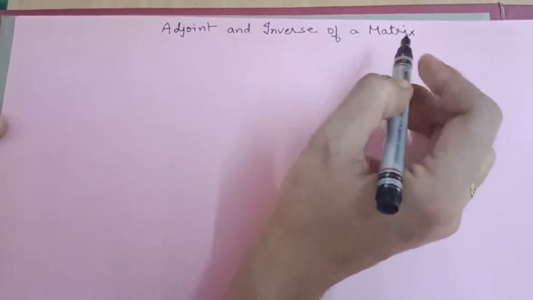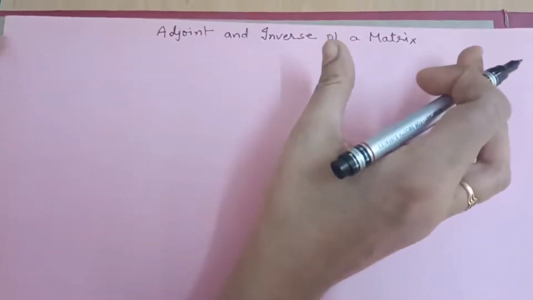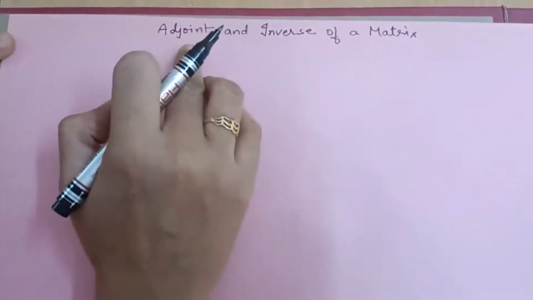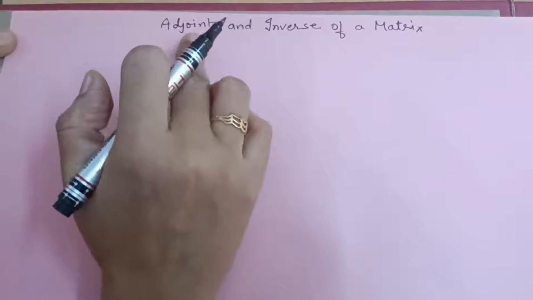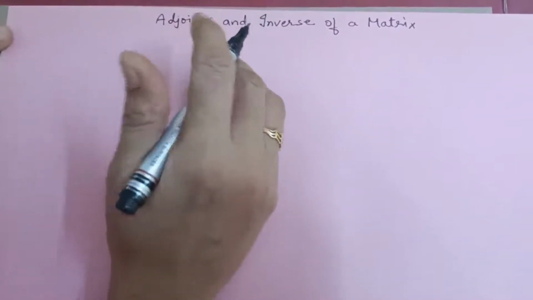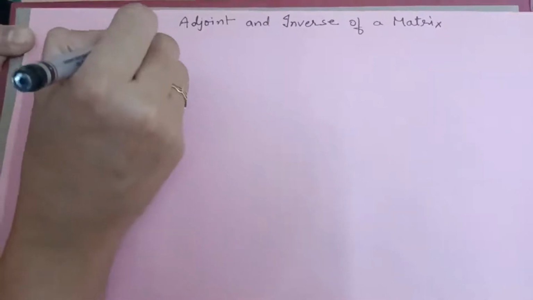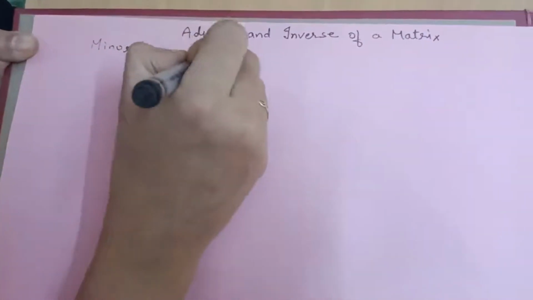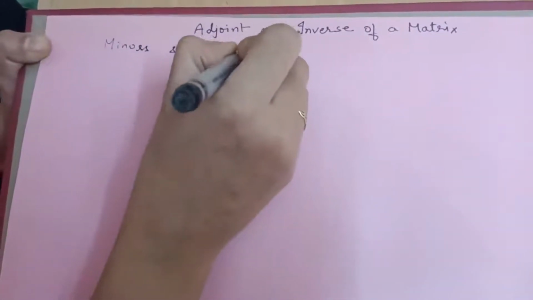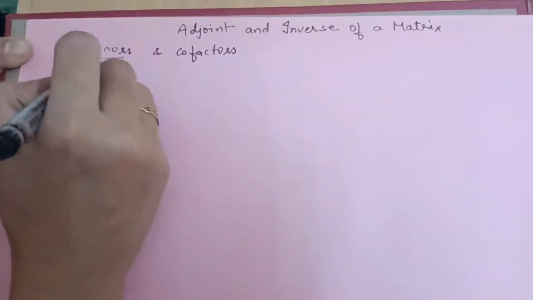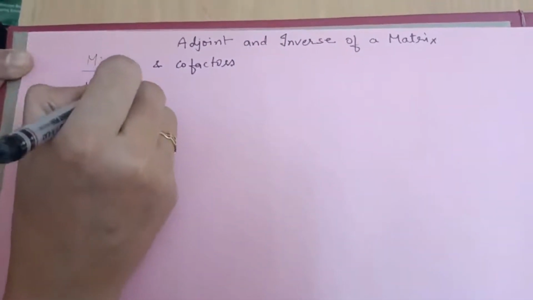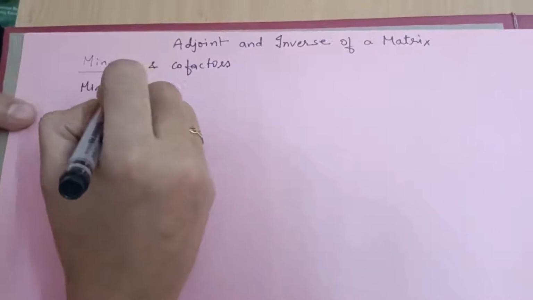Okay, using determinants, for that we need to know the adjoint of a matrix, and to know the adjoint of a matrix we need new terms which are minors and cofactors. What are minors and cofactors? We need to know about these terms. First I will be telling you what minors are, minors of a determinant.